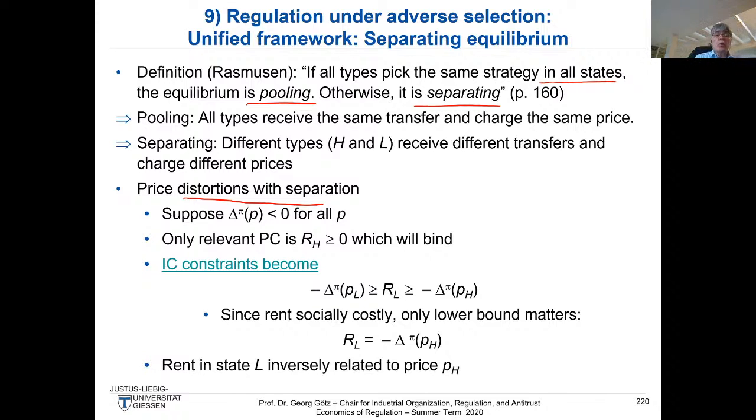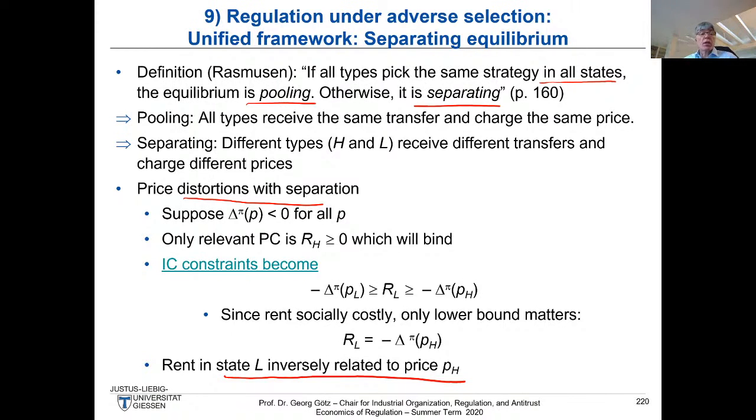And what we will see is that it's very important that the rent in state L is inversely related to the price pH. That's what I already showed you with these rectangles in a previous diagram. You will see that the regulator has an incentive to distort the pricing decision of the high type compared to the full information outcome in order to reduce the rent of the low type. That's what we are going to derive in the next 2 or 3 slides.